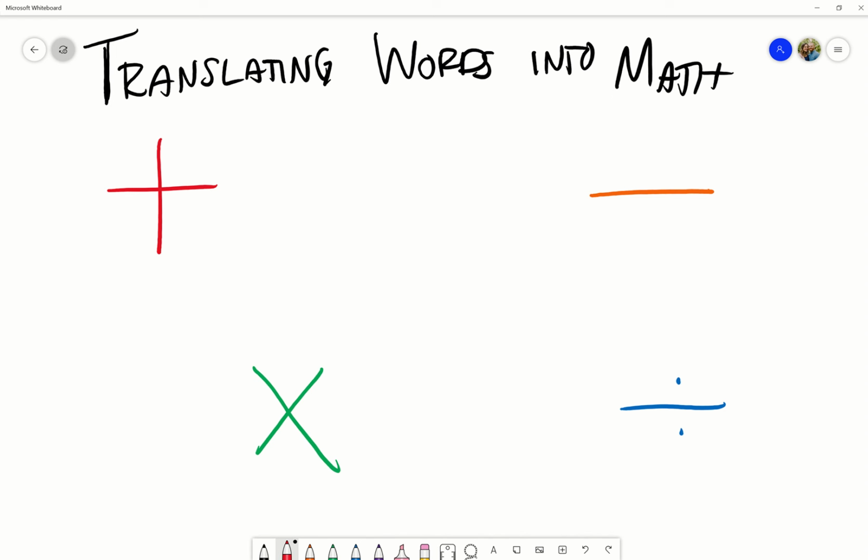Some of those words might be add. That's an addition word. If you were to say, I want to add 3 to a number, that means you have a number and you want to add 3 more things to it. Or you might say plus. Plus is another one. Let's say I have this math problem. I'm going to use all the words to make this math problem true. This would be add 3 to n. I'm starting with n and I'm adding 3 to it. This could also be n plus 3.